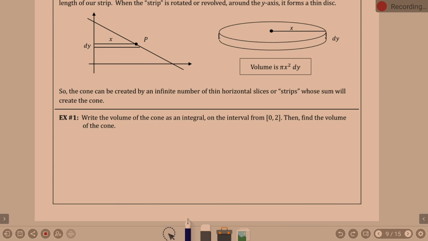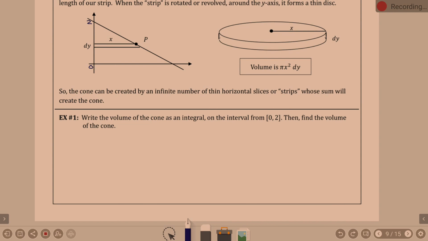Now, realizing 0 to 2, what are those values? Those are y values, right? 0 is right here, and 2 is the intercept right there. And if you go up and look at the triangle above, it shows that, right? Now, why are they y values? Because we are rotating about the y-axis. When we're rotating about the x-axis, we'll work in terms of x. When we're rotating about the y-axis, we'll work in terms of y.